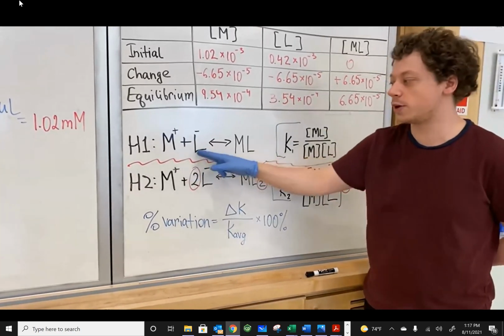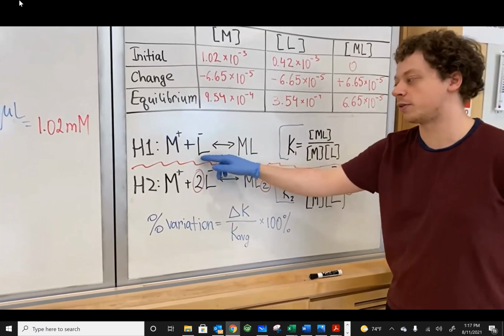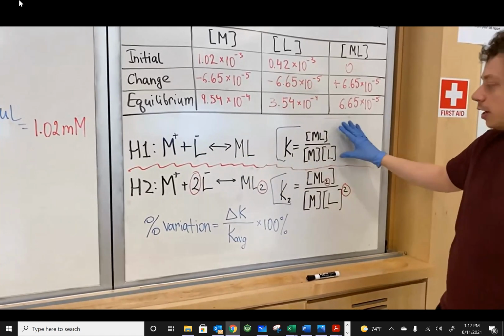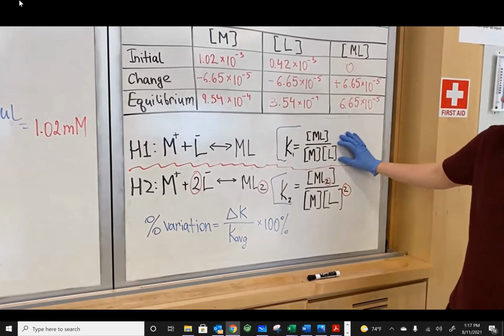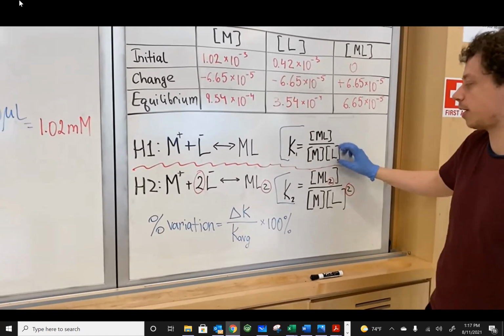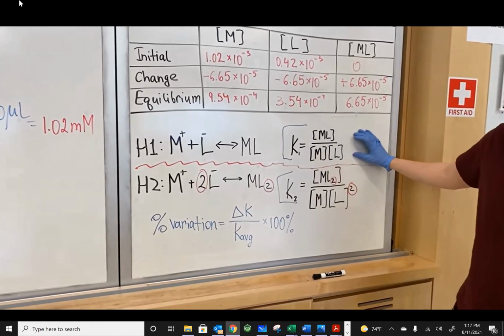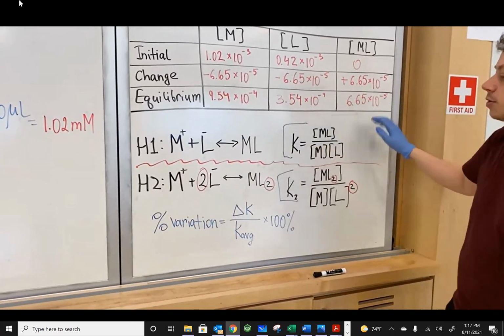Because we have a 1-to-1 ratio of our metal to ligand and a 1-to-1 ratio of our reactants products, so 1 metal, 1 ligand, 1 complex, our K value is simply going to be our products divided by our reactants. So concentration of ML divided by concentrations of M and L. All of these are going to be your equilibrium concentrations. So you can do it simply from the math that you fill in the tables.